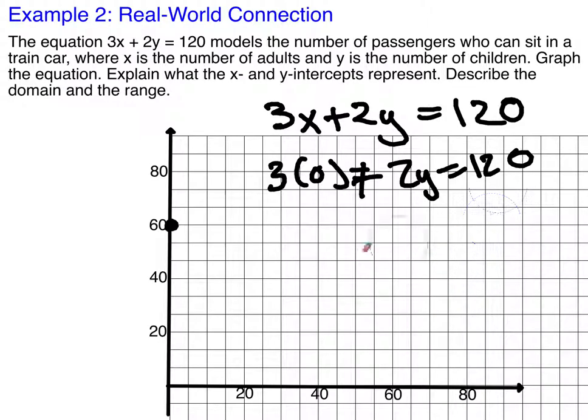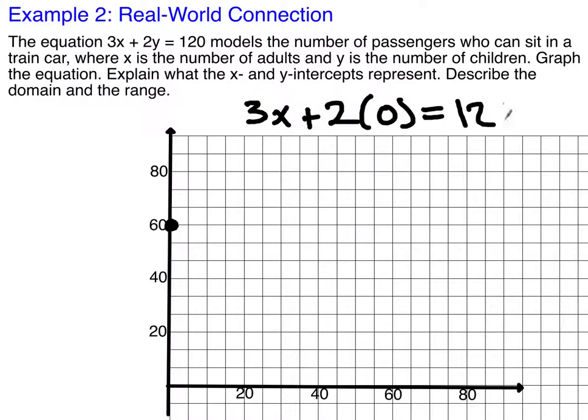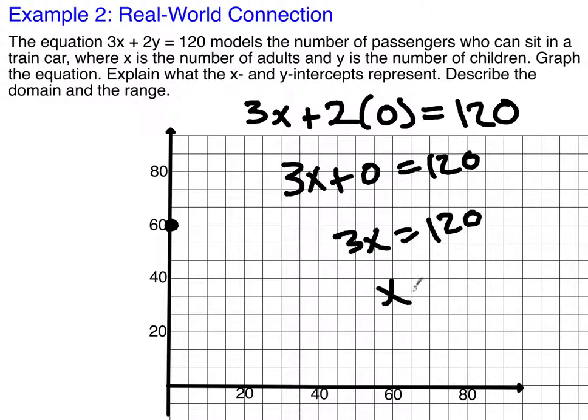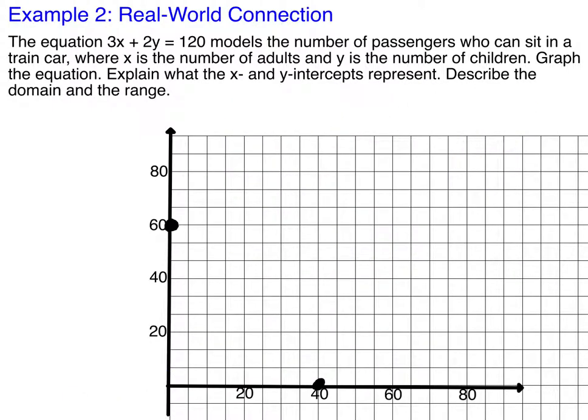That is the y-intercept. Okay, now let's do the exact same thing, but this time let's find the x-intercept. Well, the x-intercept is where y is 0. When y is 0, it crosses the x-axis. So I plug in 0 for y, and I get 3x plus 0 equals 120. So 3x equals 120. Divide both sides by 3, and I get x equals 40. So when y is 0, x is 40. So here are my 2 points, and remember you only need 2 points to graph a line. That's all you need. It's very nice.